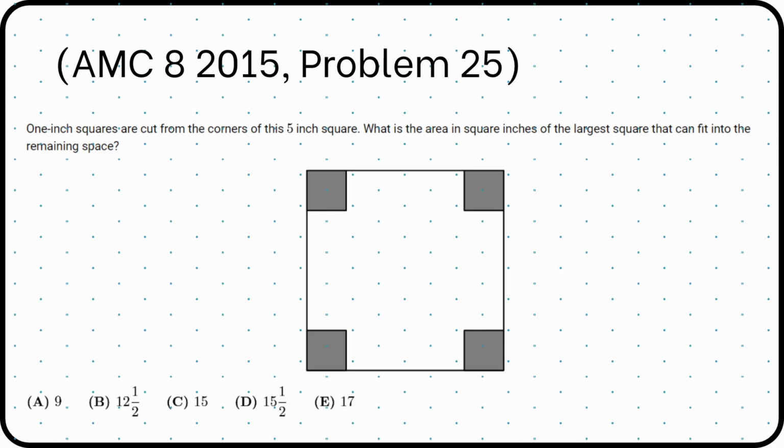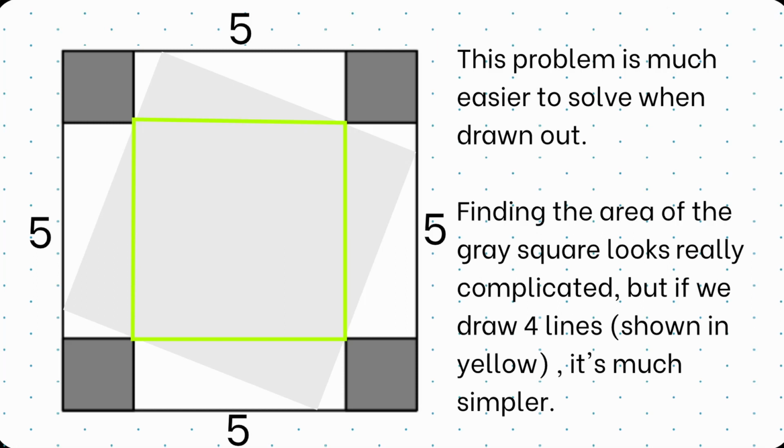1-inch squares are cut from the corners of this 5-inch square. What is the area in square inches of the largest square that can fit into the remaining white space? This problem is much easier to solve when drawn out. Finding the area of the gray square in the middle looks really complicated, but if we draw 4 lines shown in yellow, it's much simpler.